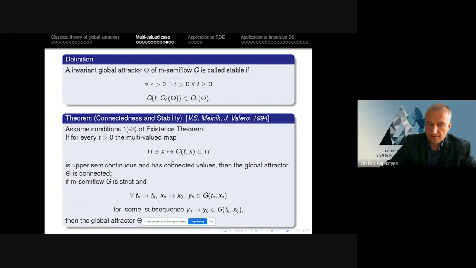So if, in any case, our global attractor is connected, and if the graph of the multivalued semiflow G is compact in some sense, so that the following system of limits takes place, then the global attractor is a stable set. So global attractors, if they exist under other general assumptions, are connected and stable subsets of the phase space.